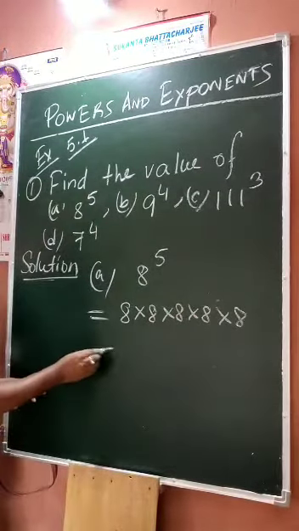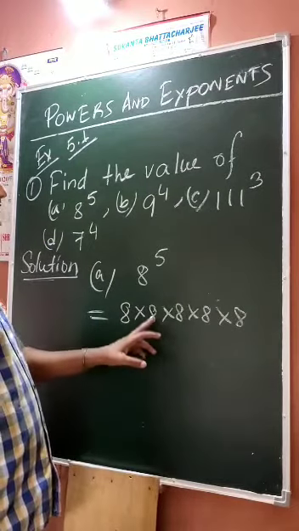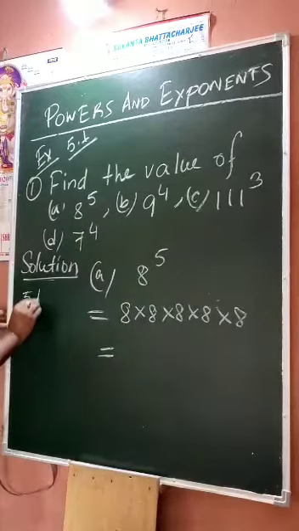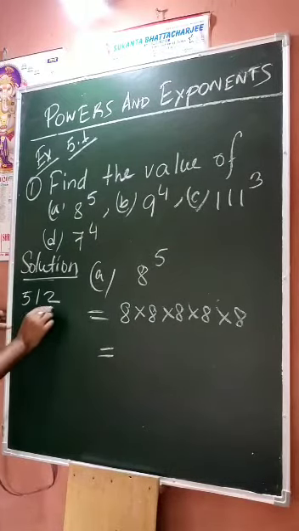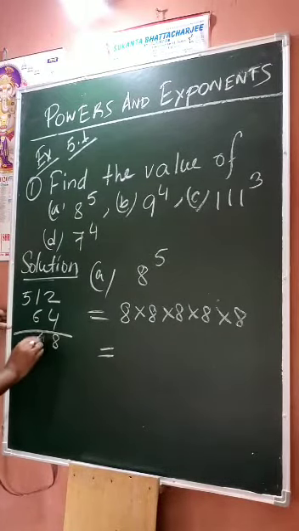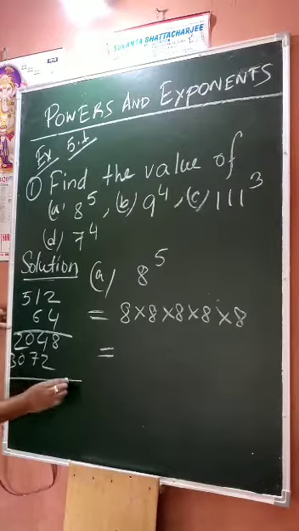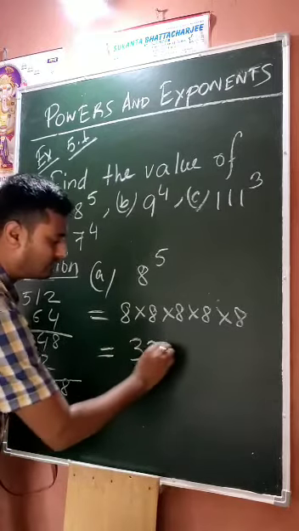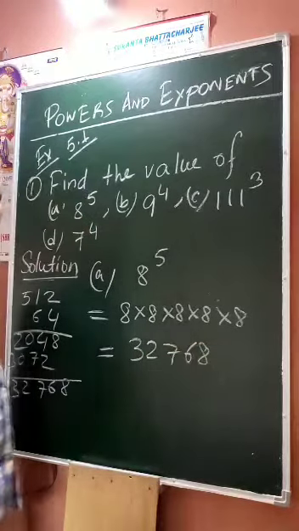Okay, so now you have to multiply. 8 8s are 64. 64 8s are 512, and then 512 into 64. So you can solve it by yourself. The answer is 32768. Okay.